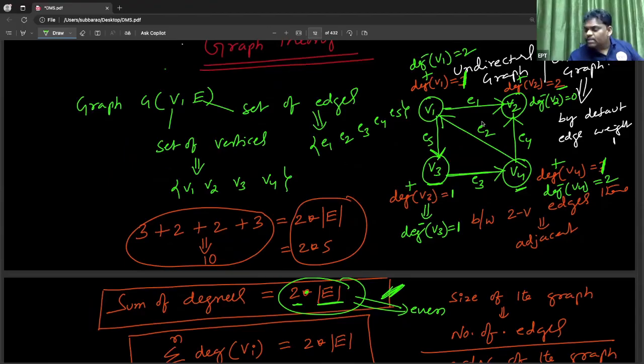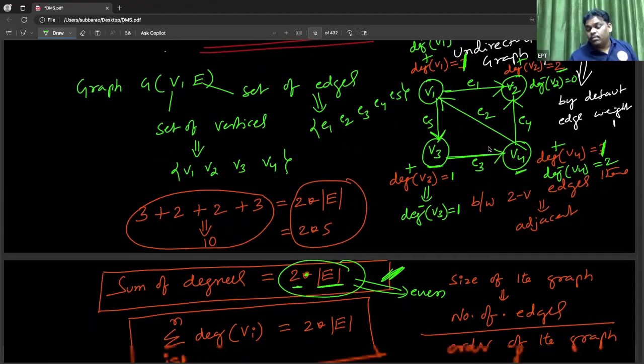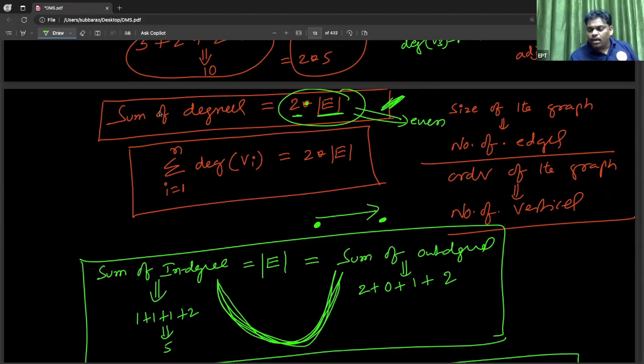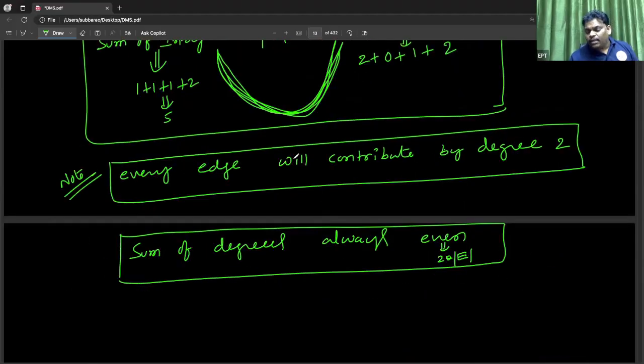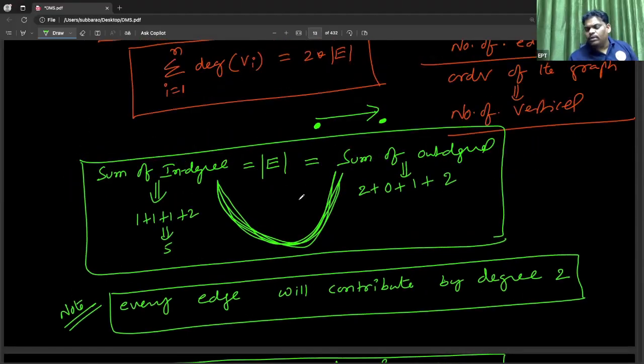But the sum of degrees is 2 into e, so the sum of degrees is even. Number of edges is not necessarily even, not necessarily odd. Number of vertices is not necessarily even, not necessarily odd. No relation. Sum of degrees is even. Sum of in-degrees is equal to sum of out-degrees is equal to number of edges.